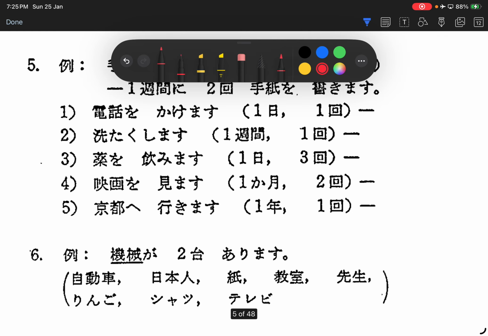Number 3. 薬を飲みます。1日3回。Yes, Warren. 1日に3回。I gotta read the kanji. 薬を飲みます。Right, so 1日に3回 or 1日間に3回薬を飲みます。Number 4. 映画を見ます。Bracket 1ヶ月2回。1ヶ月間に2回映画を見ます。Thank you, very nice. 1ヶ月に2回 or 1ヶ月間に2回。Whether you want to specify the duration or not.